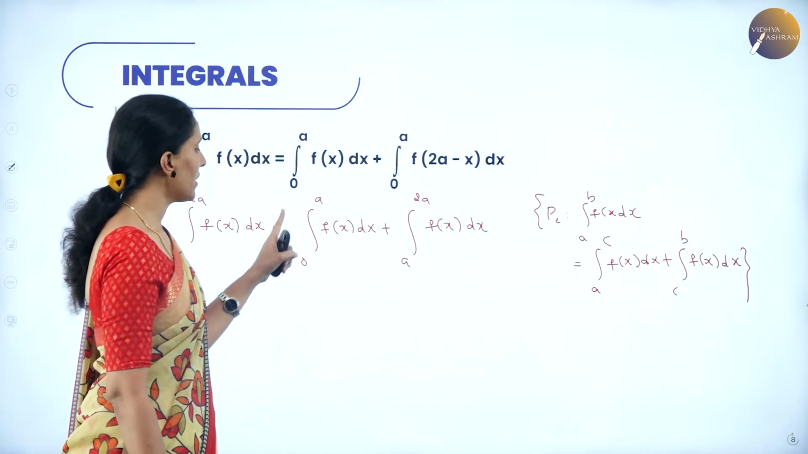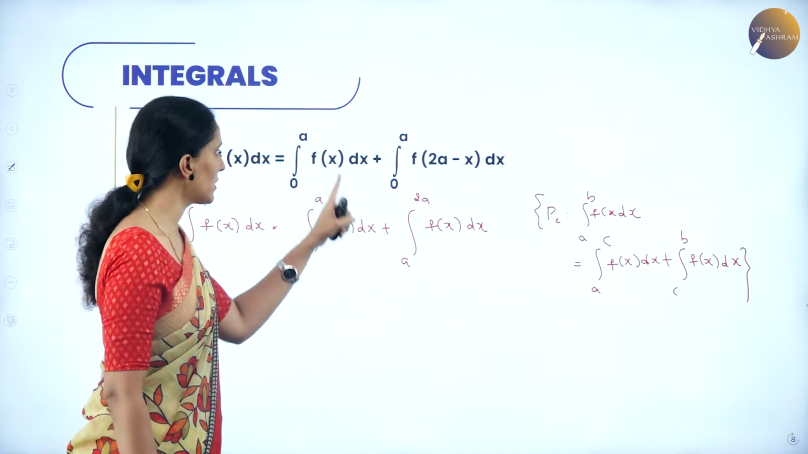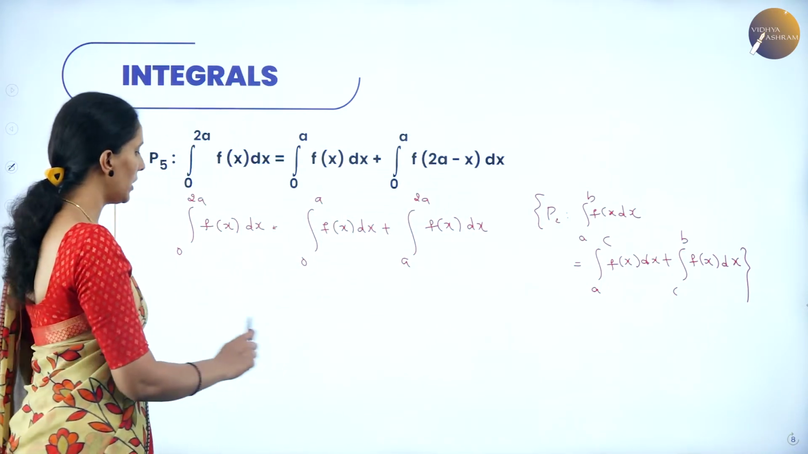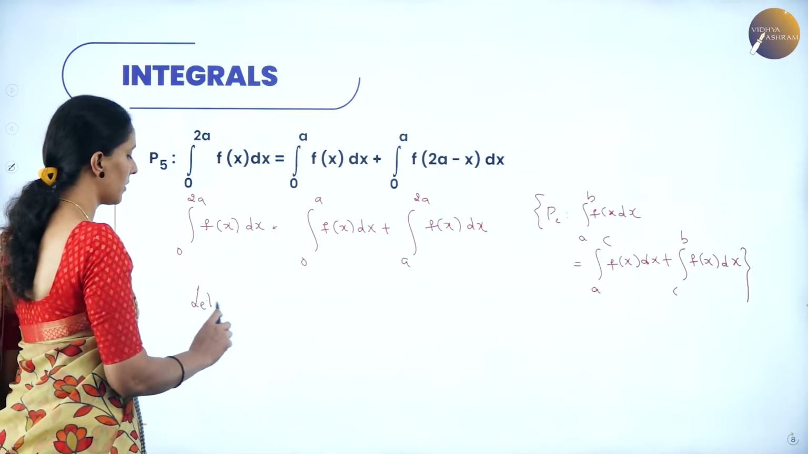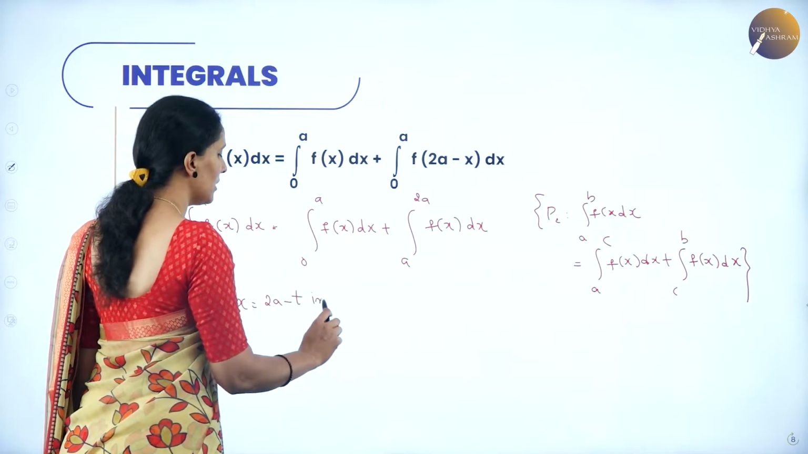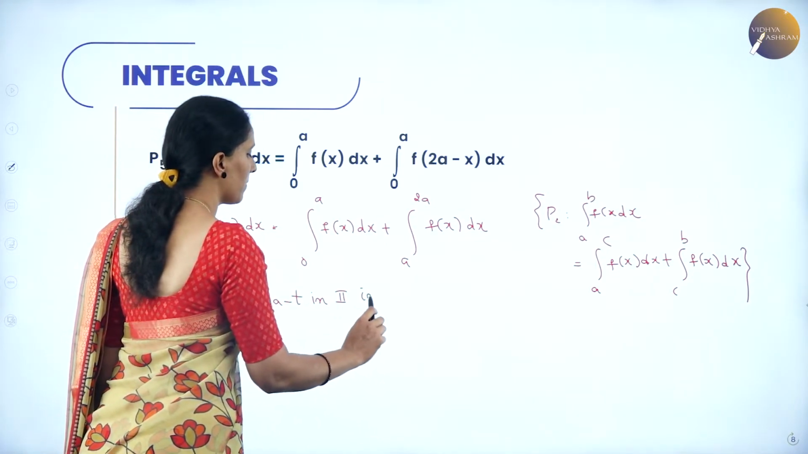So now here the first one is from 0 to a of f of x dx. It is done. I need the second one. So what I will do here is let x be equal to 2a minus t in the second integral.